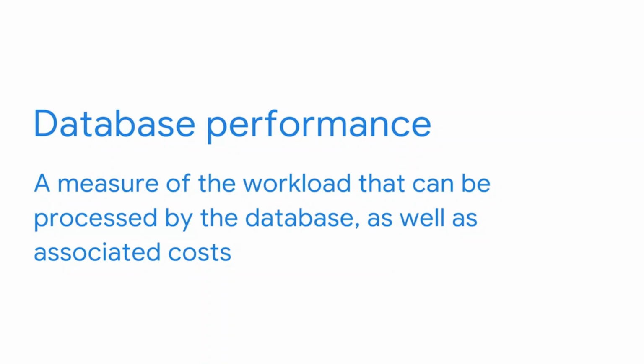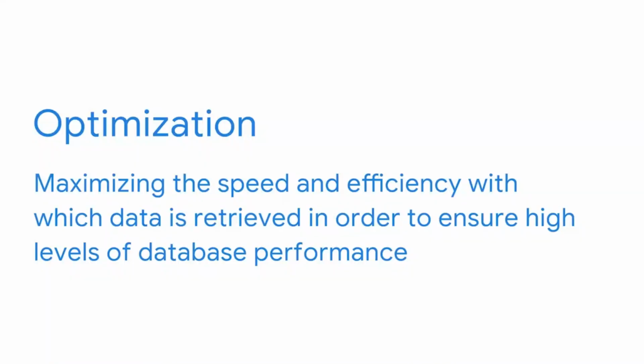Recently, we've been learning a lot about database performance. As a refresher, this is a measure of the workload that can be processed by the database, as well as associated costs. We also explored optimization, which is one of the most important factors of database performance. You'll recall that optimization involves maximizing the speed and efficiency with which data is retrieved in order to ensure high levels of database performance. In this video, we're going to focus on optimization and how BI professionals optimize databases by examining resource use and identifying better data sources and structures.